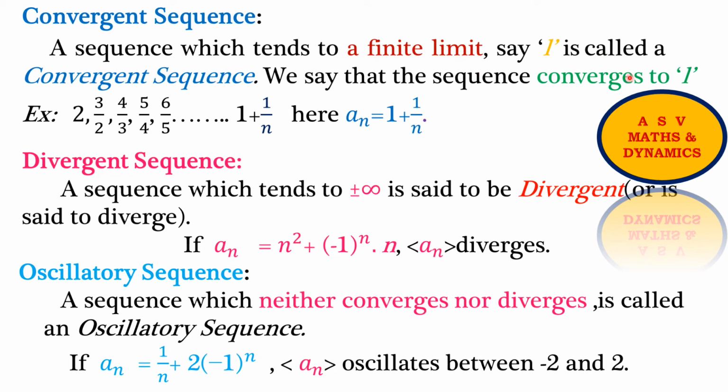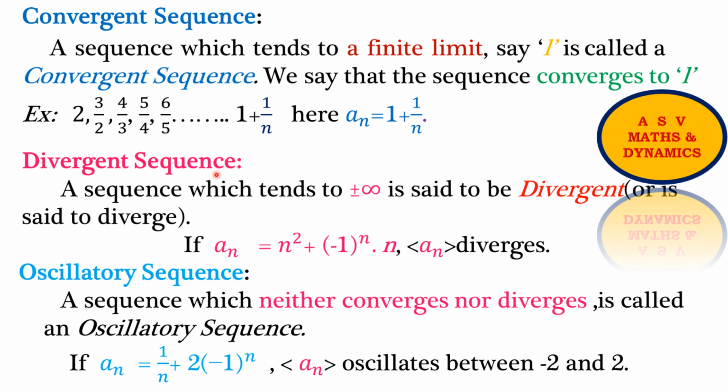So the sequence converges to L, likewise you can call it. This is an a_n sequence. The whole sequence approaches some value, which means if you substitute one by one, the sequence gets nearest to 0, sometimes nearest to 0, likewise it will come. So this is the meaning of convergent sequence.